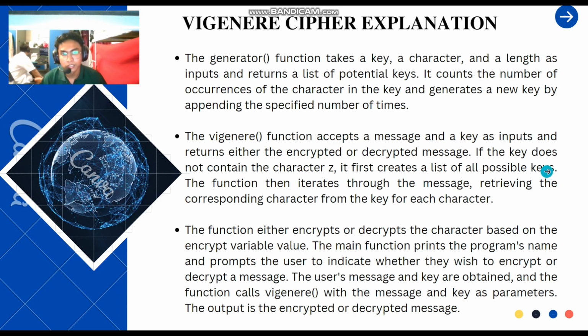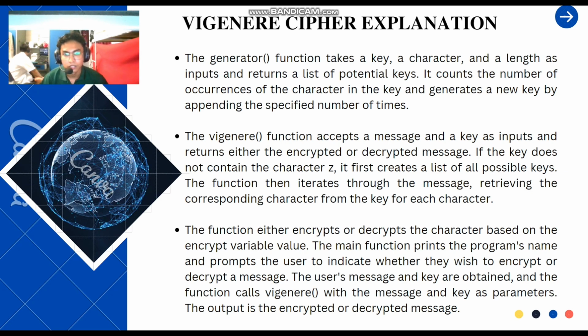The generator function takes a key, a character and a length as input and returns a list of potential keys. It counts the number of occurrences of the character in the key and generates a new key by appending it the specific number of times.